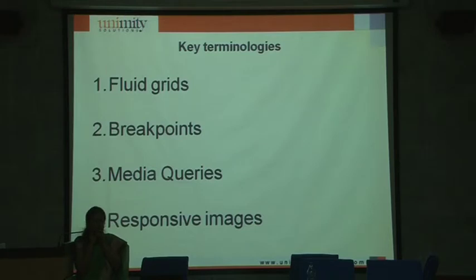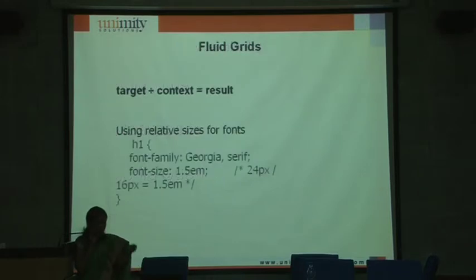And fluid grids not only have a grid associated with it, they also shrink or reduce based on the width of the screen. So in fluid grids, everything is defined, the HTML and CSS, as a relative measurement. It's what they say as target divided by context is the result. So everything is a relative value.